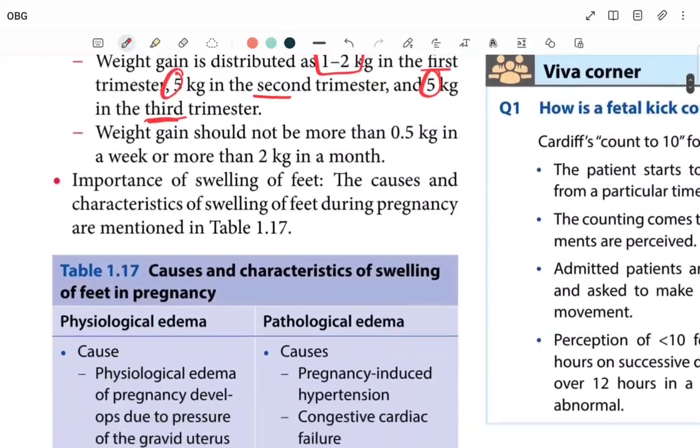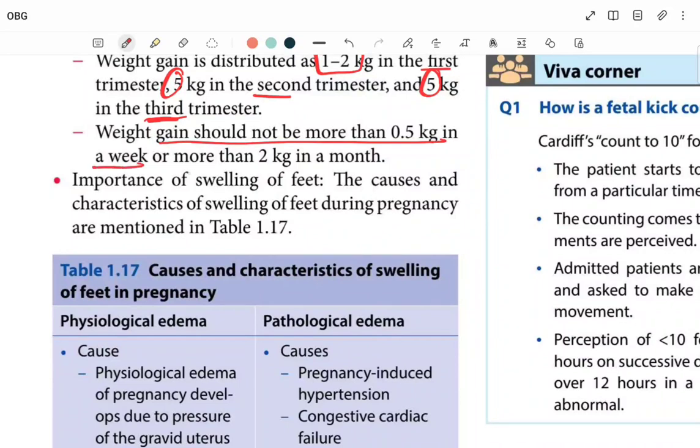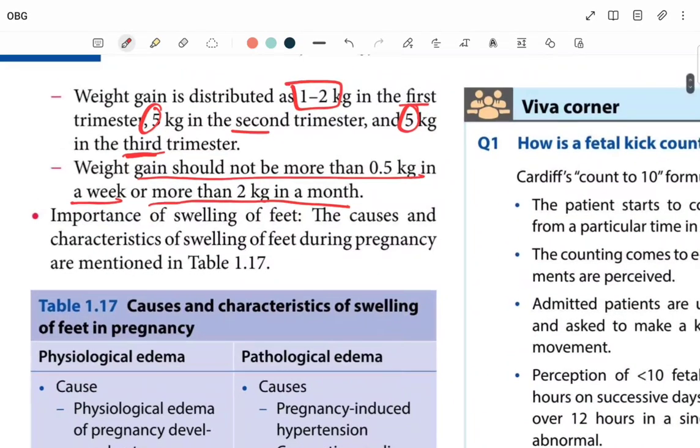1, 5 and 5. So weight gain should not be more than 0.5 kg in a week or more than 2 kg in a month. Very important.